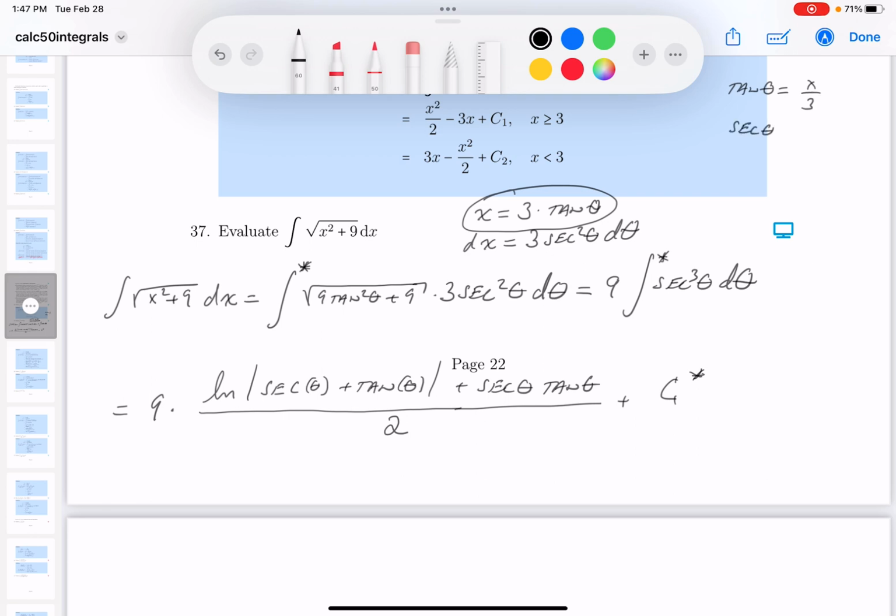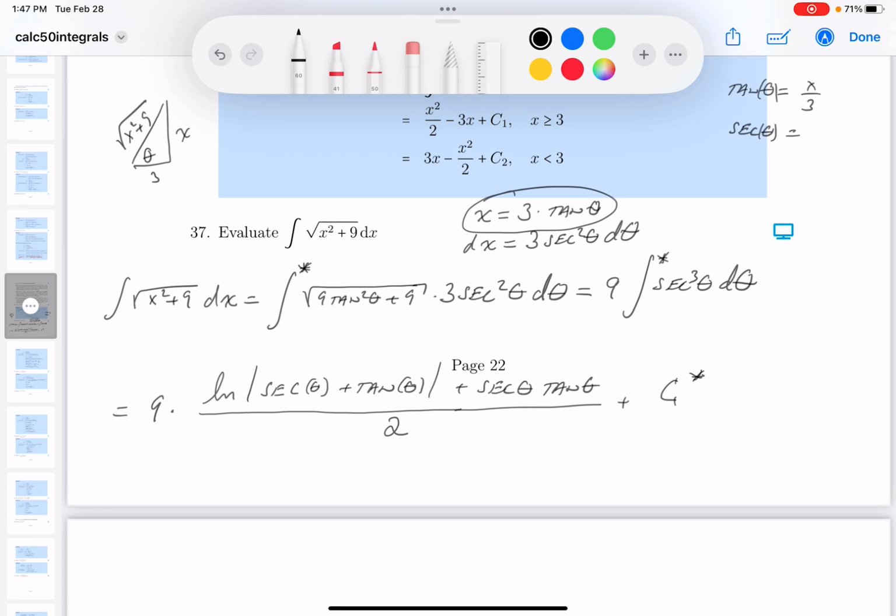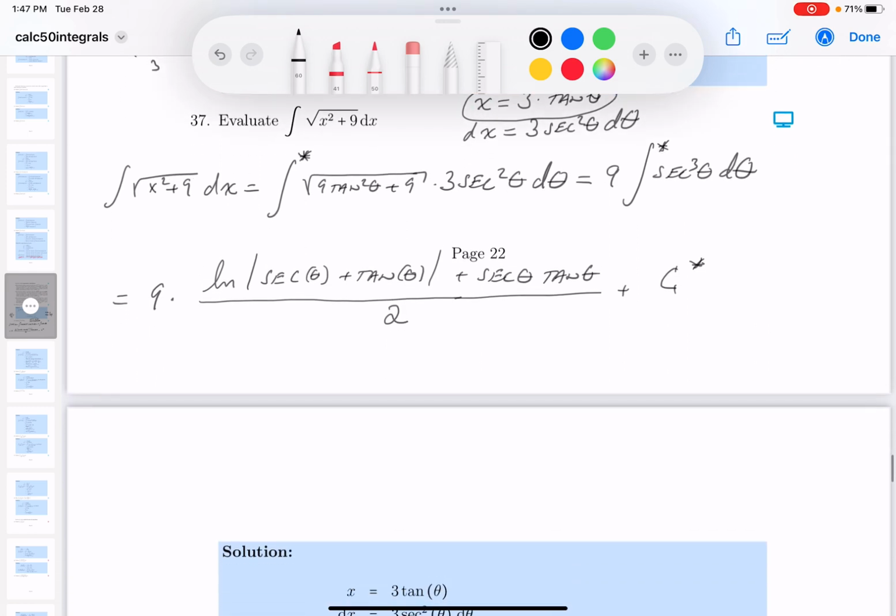And the way we did this way back when was we drew a triangle. This is theta. Tangent of theta is x over 3, so this is x, this is 3. And this will be the square root of x squared plus 9. So the secant is going to be the square root of x squared plus 9 over 3. All right? So I think I can do that now. And let's write this down.